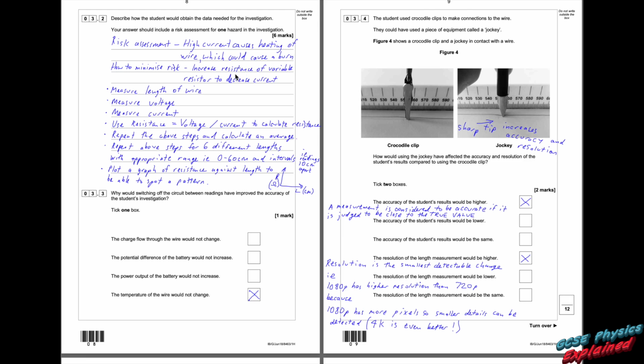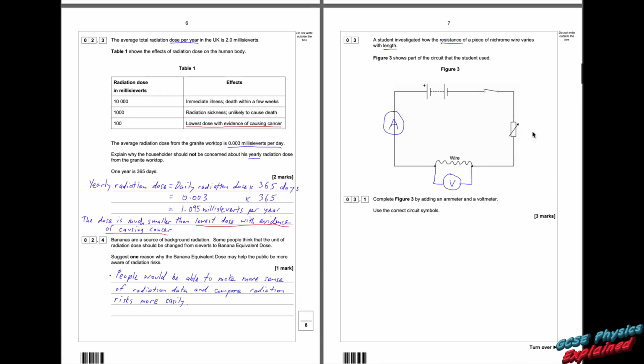Well, if we increase the resistance of the variable resistor, that'll decrease the current. So there's the variable resistor there. So if we make that big, then the resistance of the full circuit will be bigger, which will make the current of the circuit smaller. And that'll stop the wire from heating up and stop you from burning yourself.